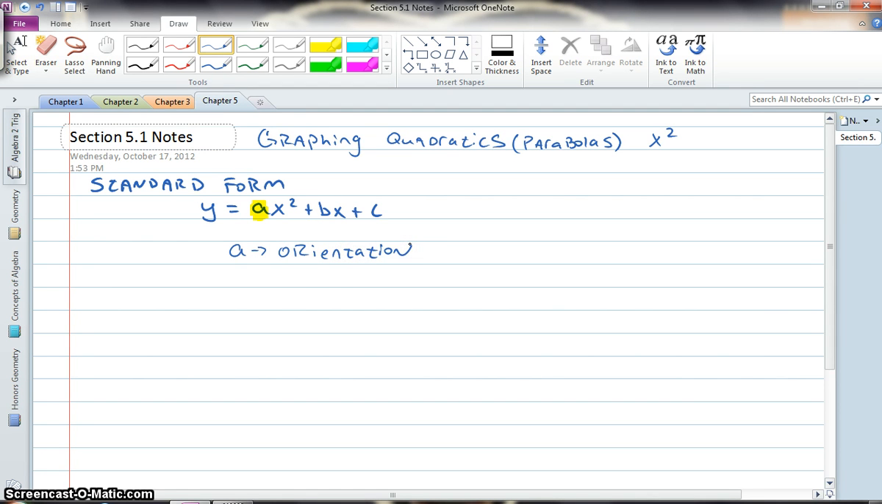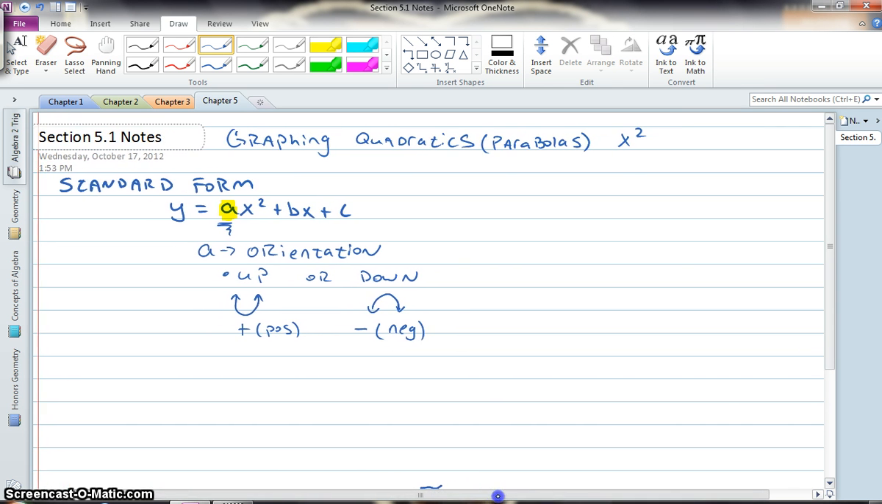And by orientation, the first thing we're going to look at is, does my parabola open up or down? Okay, now remember, a parabola is a U-shaped graph, so it looks something like that. Now, it's going to open up if your a value is positive, and your graph will open downward in the event your a value is negative. So again, we're all focused on that a value, whatever that number is.